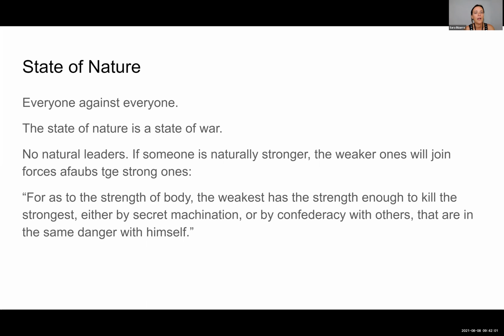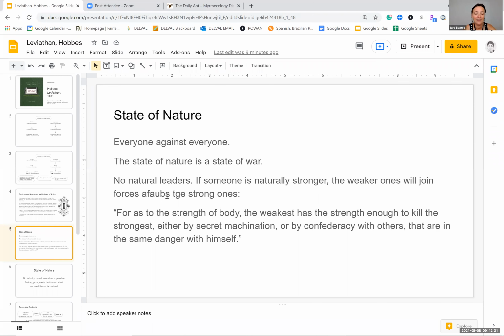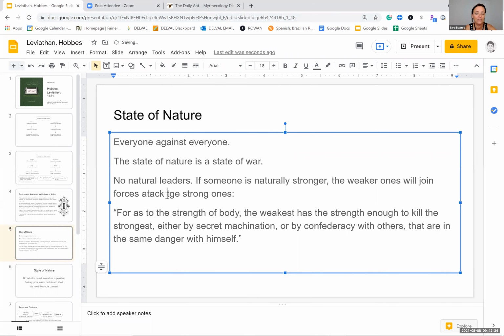And this state of war is not going to work itself out, he thinks, because there's not going to be one person so much stronger and smarter than everybody else that they dominate the group. Even when there is a person that's stronger and smarter, the weaker members of the society will join forces and attack the strong ones. Yes, so people would do that.